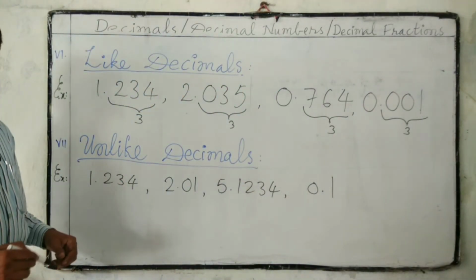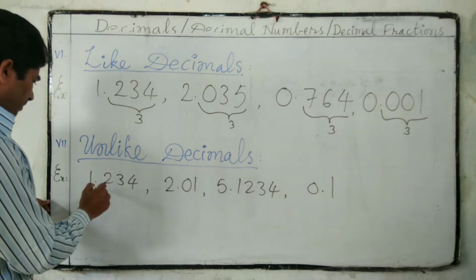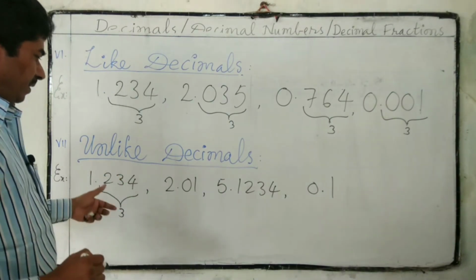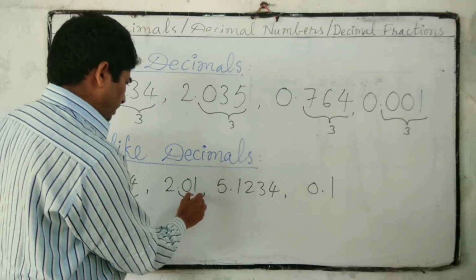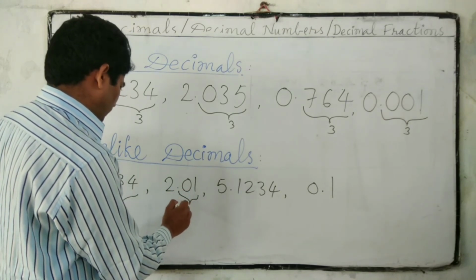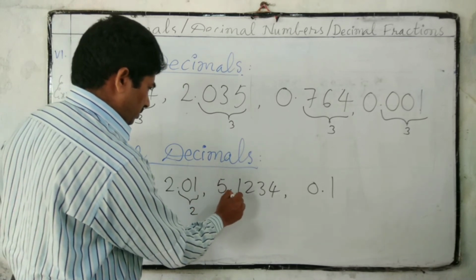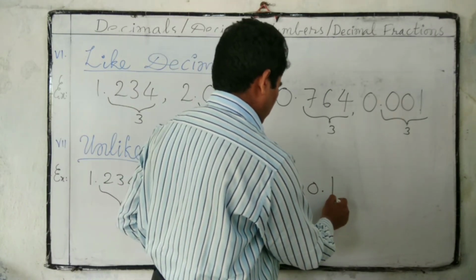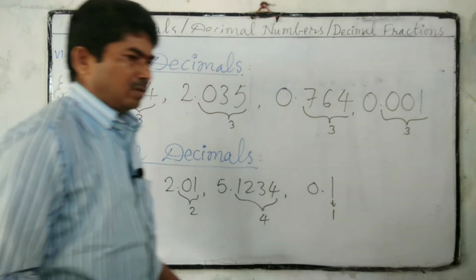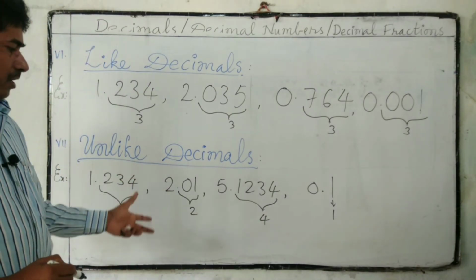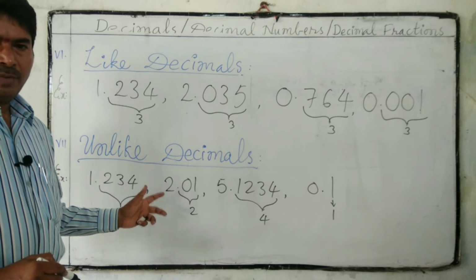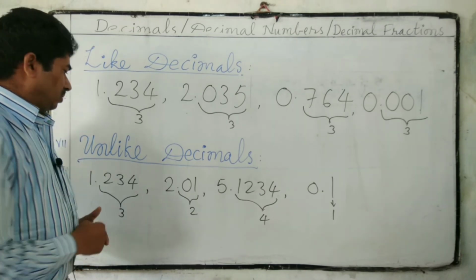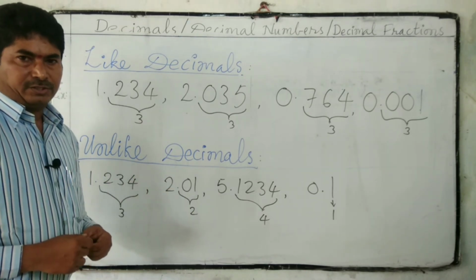These are unlike decimals. If we observe the decimal part, we can understand. Here we have 3 decimal places. Here 2 decimal places. Here 4 decimal places. Here 1 only. So the different number of digits in decimal part. So these are unlike decimals.